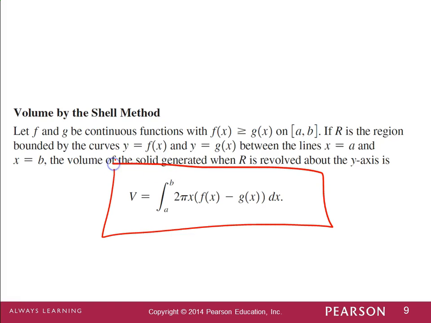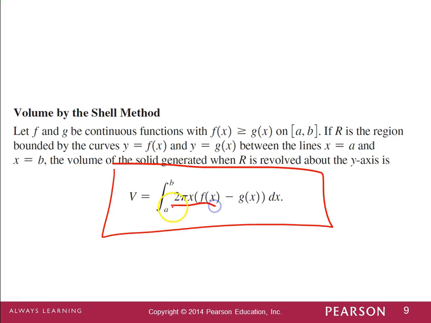For the disk and washer method, we had f of x squared minus g of x squared, the difference of that times pi. Well, this is similar. Instead of looking at the cross-sectional area of a circle, we're calculating the volume of a cylindrical shell. That's why it's called the shell method.